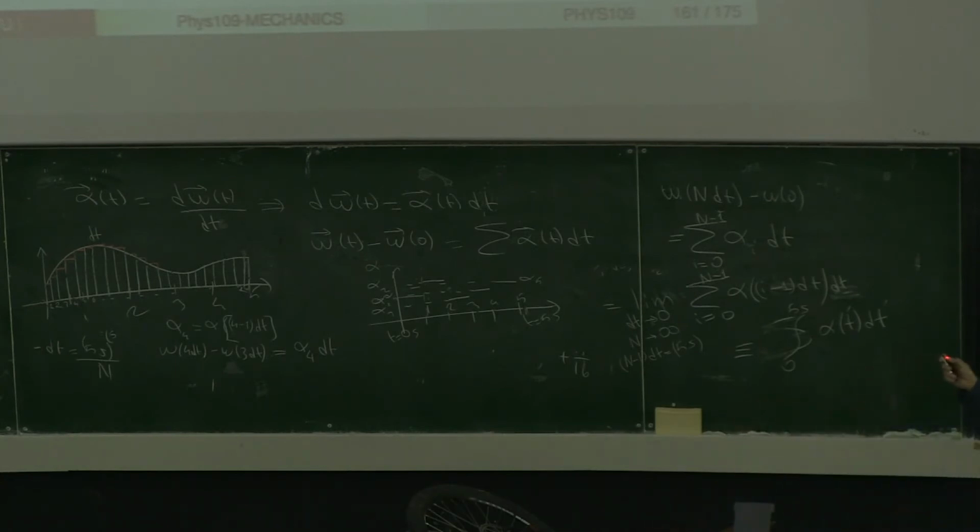So the change in the angular velocity from time 0 to time t is nothing but that sum from 0 to t of alpha dt. And this, if we know the angular velocity times time, is the change in the angle theta. So the change in the angle theta from t equal to 0 up to time t is just that sum from t equal to 0 to t of omega dt.